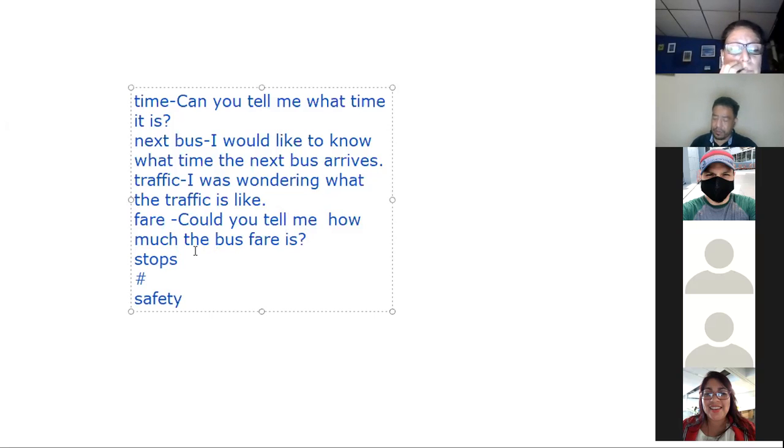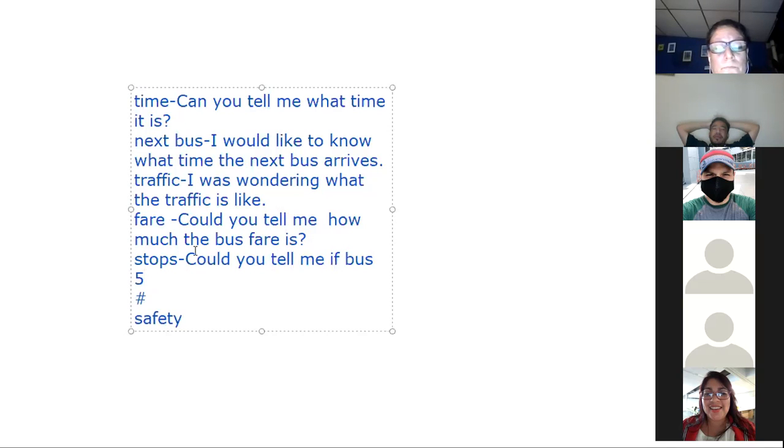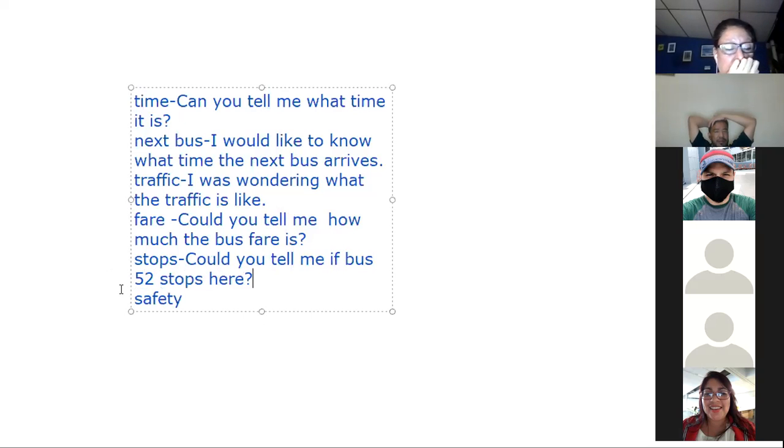All right, well now here we have stops, así como que a dónde llega el bus, ¿verdad? A dónde nos llevará. All right, good. So how about this one? Stops questions. Could you tell me if there is the 52 stop in here? Tell me if bus 52 stops here, right? Awesome, like it. Here we have numbers, so I guess we just did it, right? Yeah, safety. Together. So we killed two birds with one stone. Like it. Hey, how about this one? Safety.